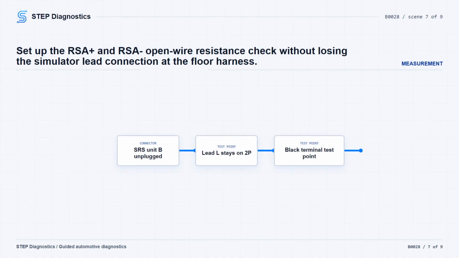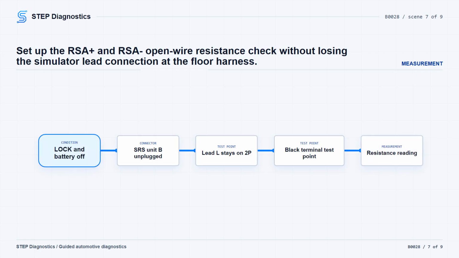If the code stayed active with the simulator in place, check the RSA+ and RSA- lines. Turn the ignition switch to LOCK (0). Disconnect the negative battery cable and wait at least 3 minutes. Disconnect SRS unit connector B, the 39P connector. Now disconnect the SRS inflator simulator from SRS simulator lead L, but do not disconnect SRS simulator lead L from the front passenger's side airbag inflator 2P connector on the floor wire harness.